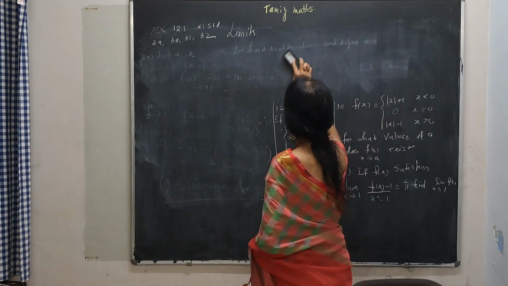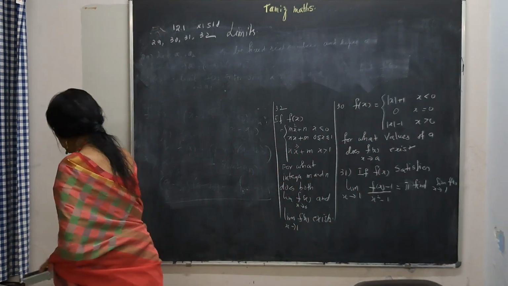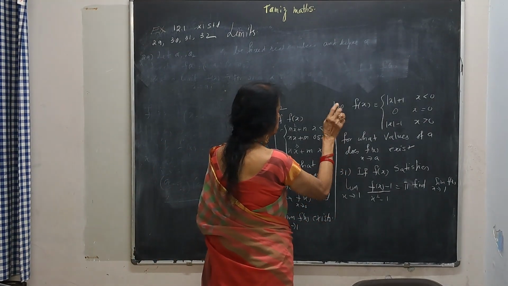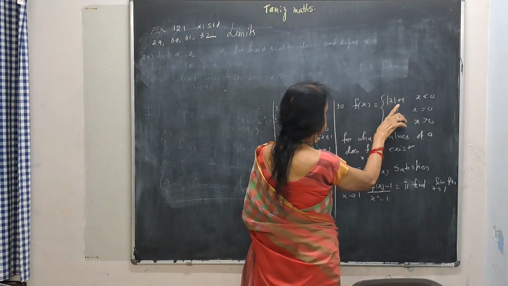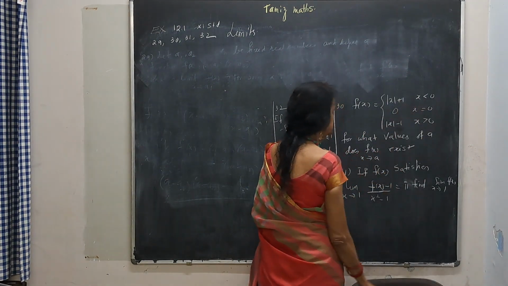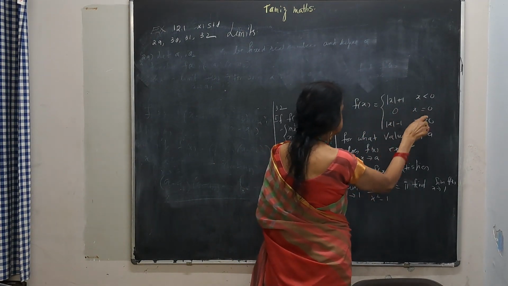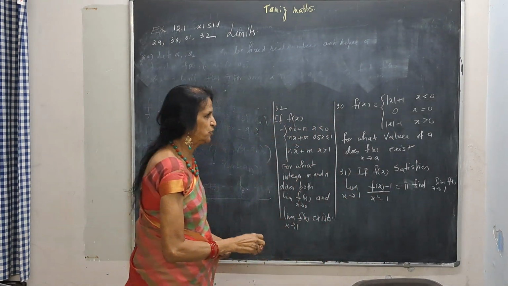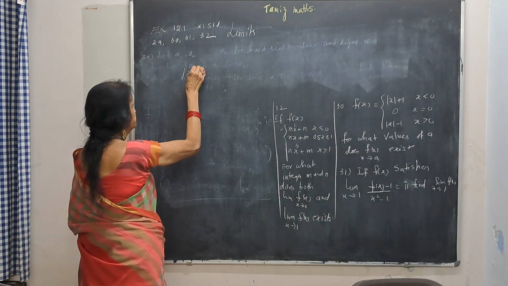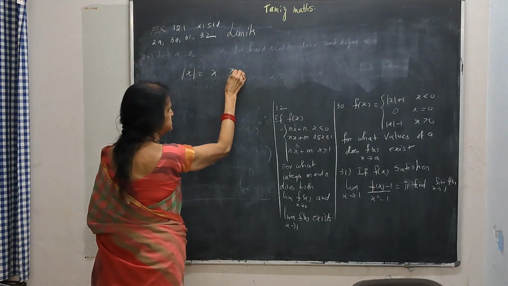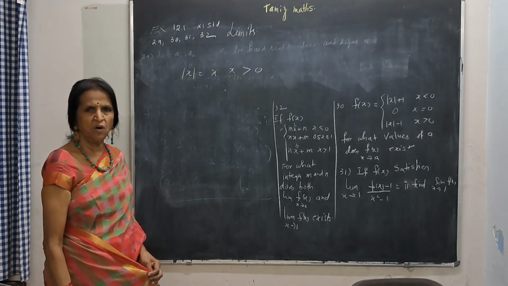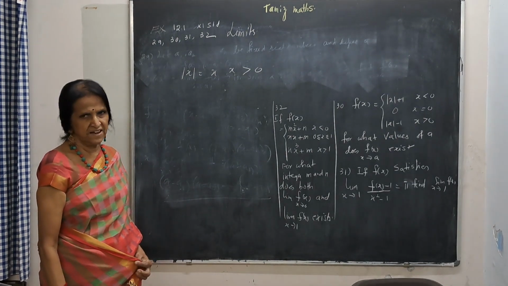Problem number 30. f(x) is mod x plus 1 when x is less than 0, it is 0 when x is 0, and it is mod x minus 1 when x is greater than 0. So mod x is x when x is greater than 0, and of course when it is equal to 0 also it is x only.